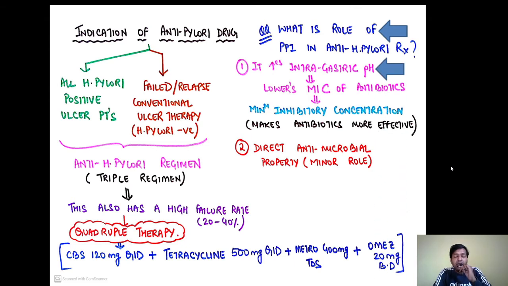Because what is happening is that it is increasing the intragastric pH. It is actually increasing the pH, making the environment more neutral. At this very high pH, it is lowering the minimal inhibitory concentration of the antibiotics. That is the concentration of the antibiotics at which it is going to inhibit at least 50% of the bacteria or the organism. The details of this I am going to discuss when I start the chapter on antibiotics.